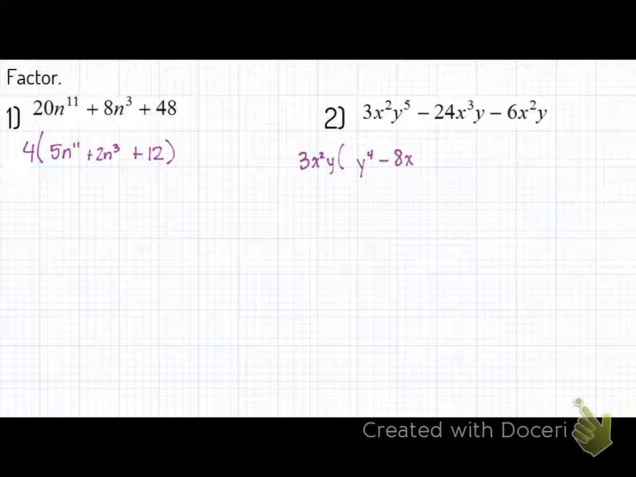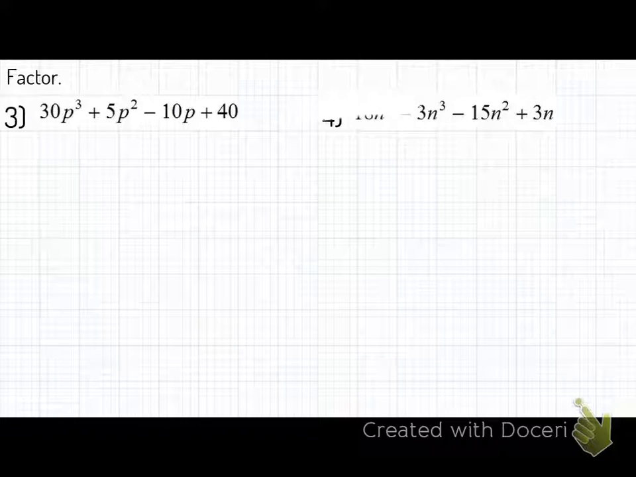Then we've got negative 6 divided by 3, which is going to be negative 2. And then x squared divided by x squared is just 1, and y divided by y is 1. So that's it. Okay, and I also want to check my work.